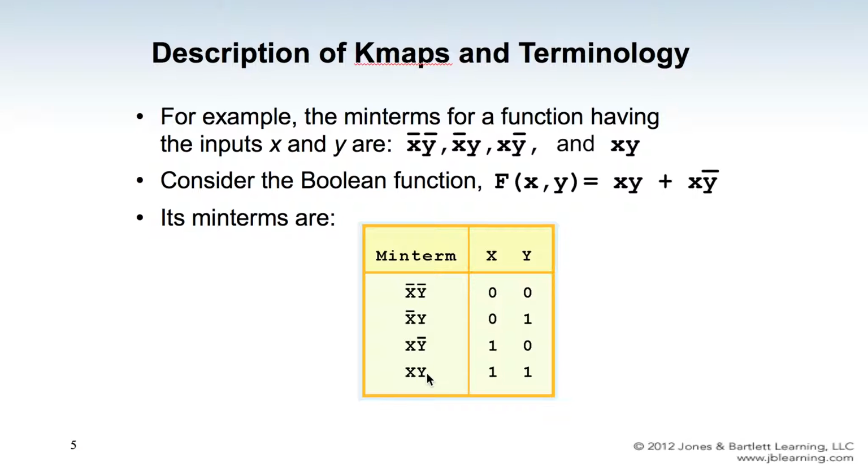That corresponds to the value of x equals 0, y equals 0, so that's x'y'. Then x'y is 0 1, xy' is 1 0, and xy is 1 1 when x equals 1 and y equals 1. So basically, the key concept of a minterm is the way we combine the input variables together with each other, either complemented or not complemented.